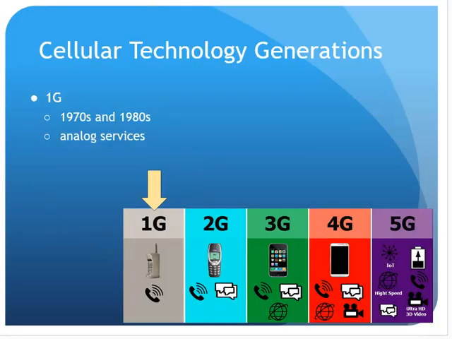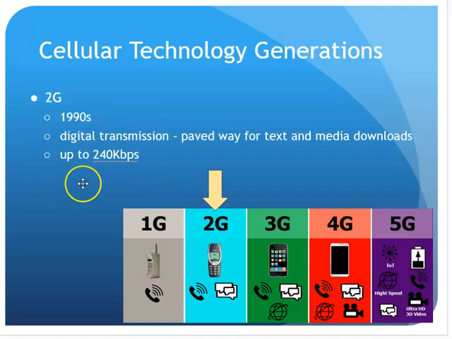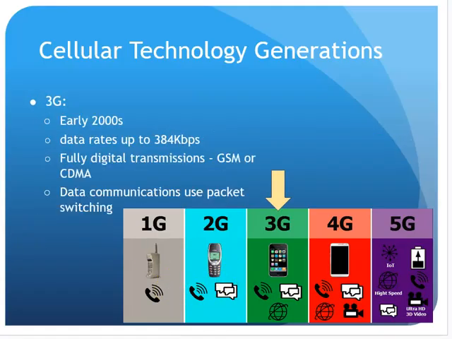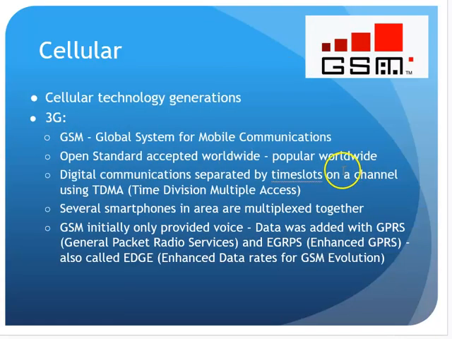If we look through the evolution real quickly, 1G was pretty much just analog phone in the 70s and 80s. 2G, we're talking the 90s now. We started getting digital transmission, able to do a little bit of text, a little bit of data, if you will. I should say just a little bit of text. 3G, early 2000s. Now data rates have come up. We're either using GSM or CDMA. And now in addition to texting, we're starting to get a little bit of being able to download data and get data.